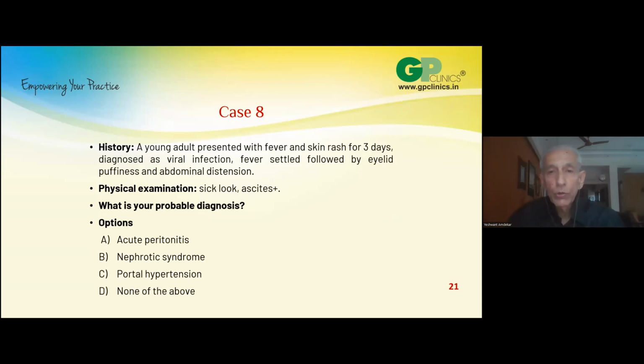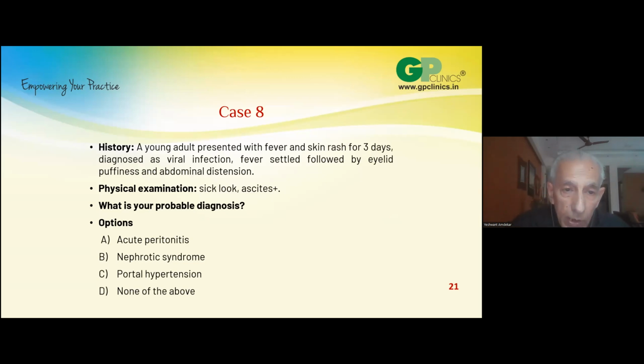So those of you who thought it was nephrotic syndrome were right in that there was eyelid swelling and ascites. But nephrotic syndrome presents not just with eyelid edema and ascites but with generalized edema, not only the eyelid, but all over the body, including limbs and largely feet. This child had only eyelid edema. Okay, so take note of all this.